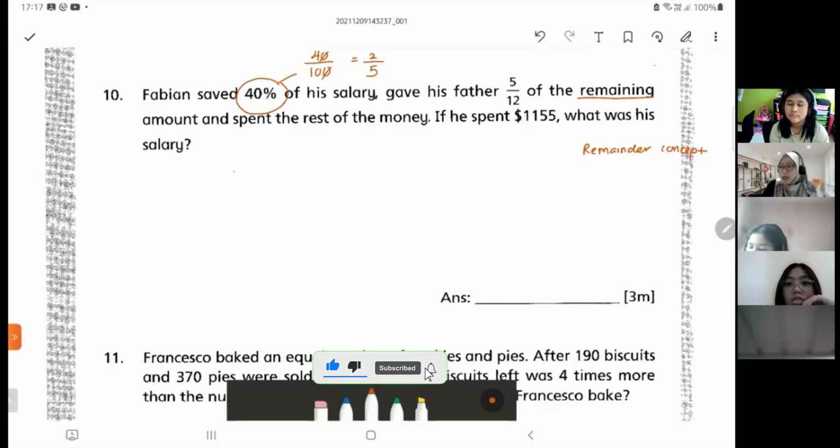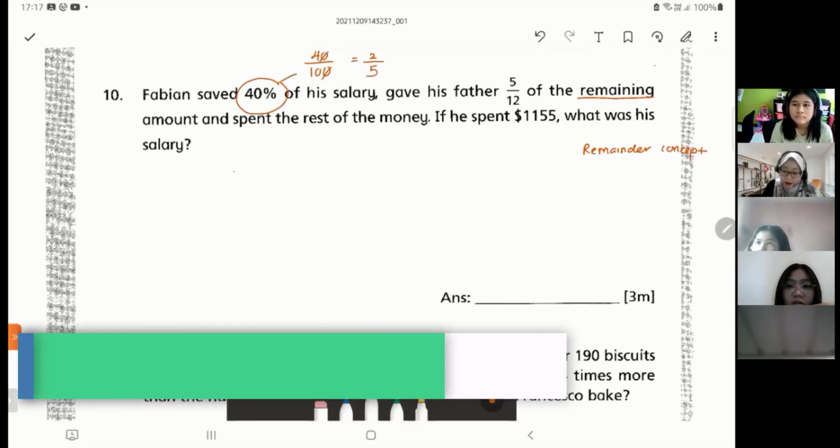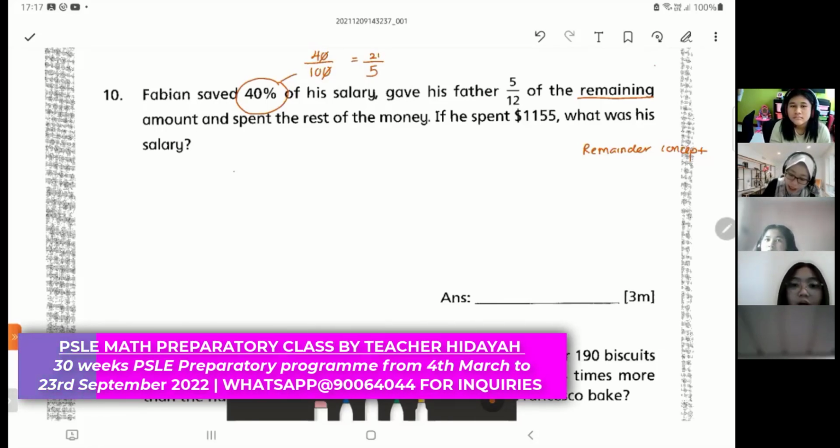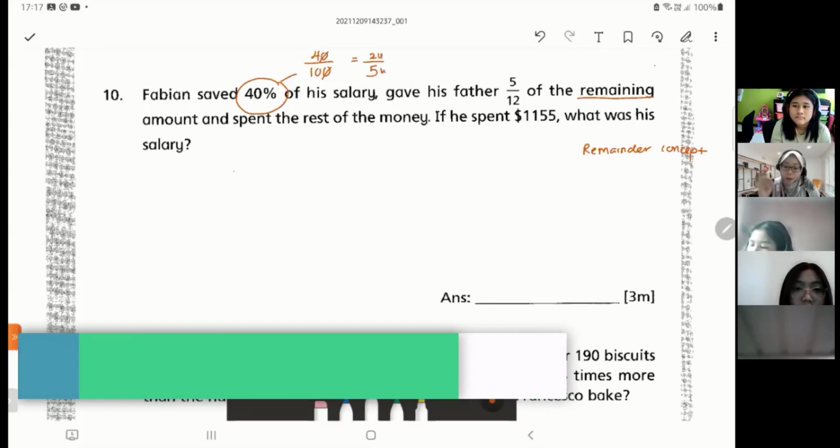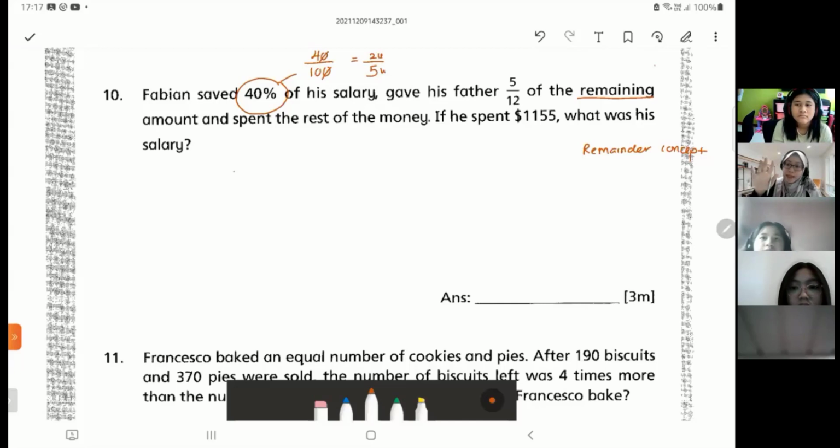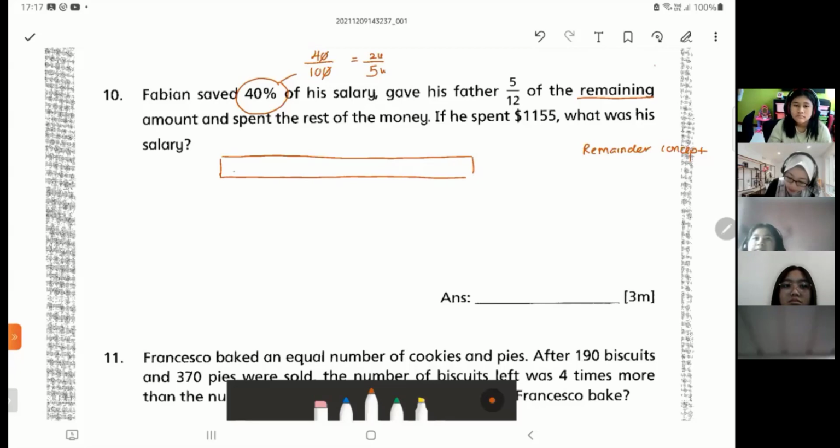Okay, so now is this in units? Yeah, 2 out of 5, right? 2 units out of a total of 5 units. Can I start drawing my model? I can. I'm going to draw 5 units at first, the whole bar model. Let's draw a long one because I need to cut later on. Okay, like that. Then I draw 1, 2, 3, 4, 5.